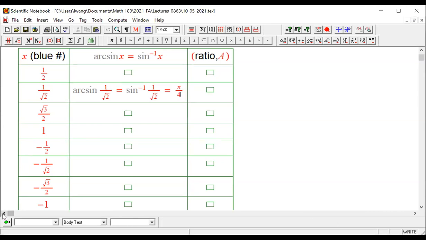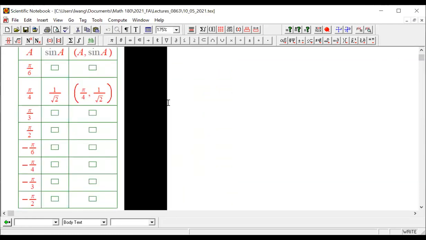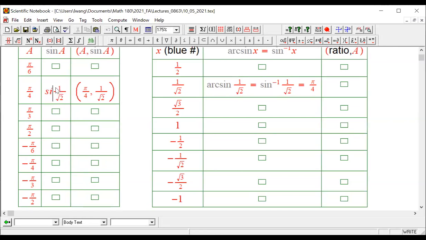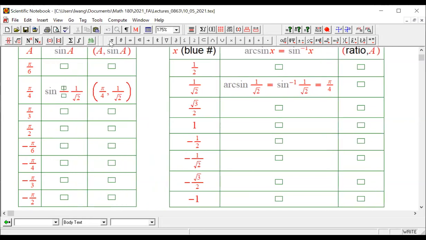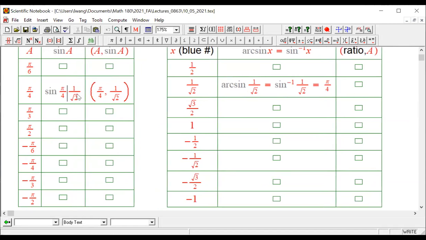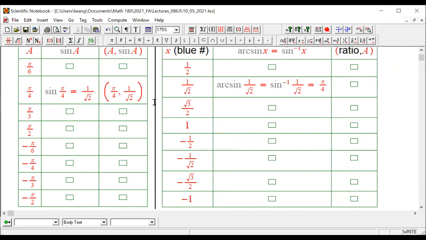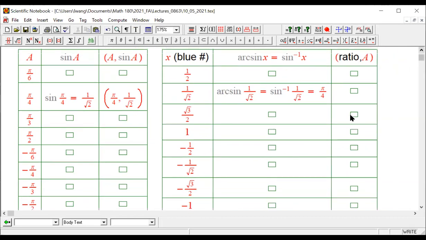Do you guys follow me? On this side, you write this way, sine of pi over 4 is equal to that. So these are the two tables laid side by side as a one-to-one function. One is the g, the other one is the g inverse. You follow me?